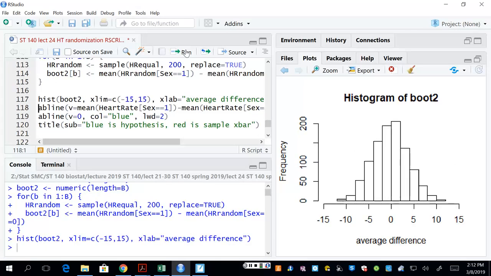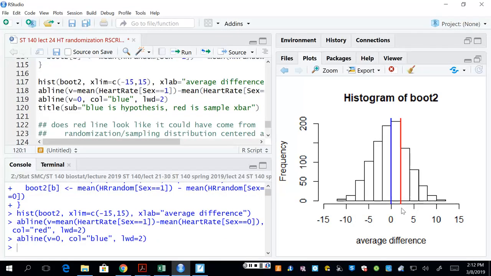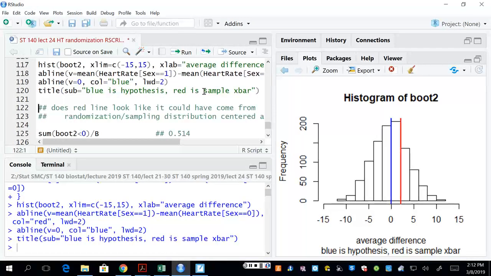Here's the histogram of the average differences. Here's the histogram of the actual x bar 1 minus x bar 0. Here's the null at 0, and a little subscript right there. So does that look like the red one there, the actual one we got, the difference of about 2? Is that something we could plausibly get without much concern or surprise if the null hypothesis is true? That doesn't look surprising at all, does it?